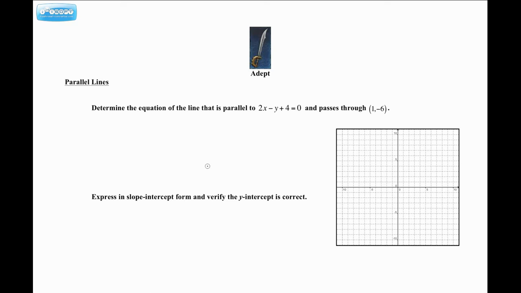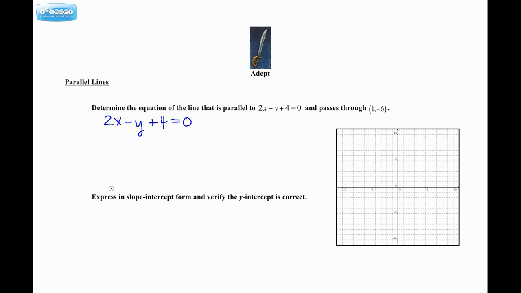Well, we know that when lines are parallel, the slopes are the same. So if we can determine the slope of this line, that must also be the same slope for our line. So what we're going to do is find the slope of this line, whatever it is, and then we're going to steal it. It's in general form, so it's not as obvious as it would be if it was in slope-intercept form.